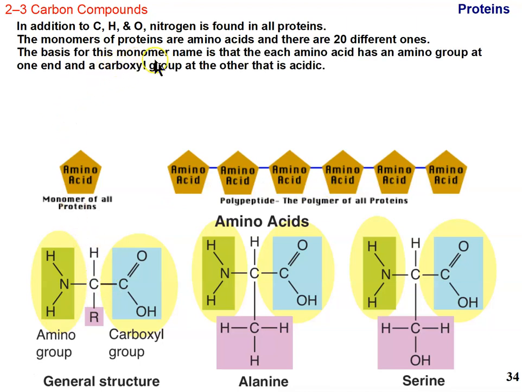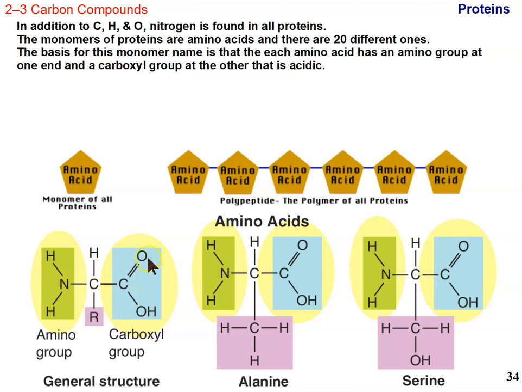The basis of this monomer name is that each amino acid has an amino group at one end. That would be this. An amino group is nitrogen and hydrogen, and a carboxyl group at the other end. This is the carboxyl group, and the carboxyl group is acidic. So the amino in amino acid is obvious. It's because of the amino group. The acid part of the name is not as evident. We could have called these amino carboxyls, but we don't. We call them amino acids because the carboxyl group is acidic.